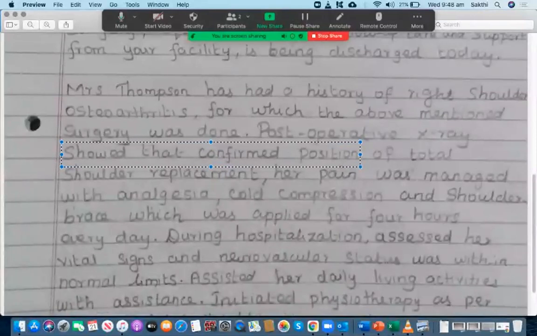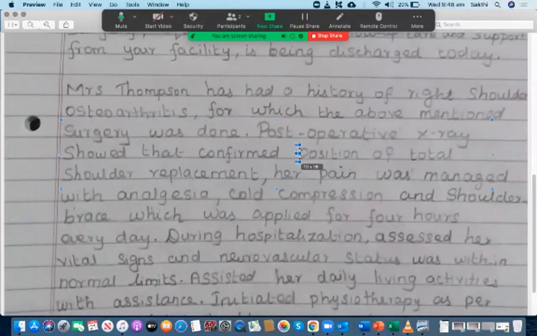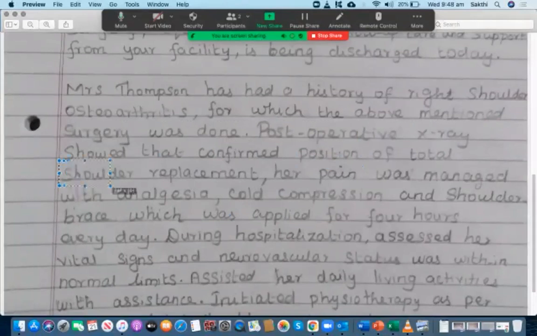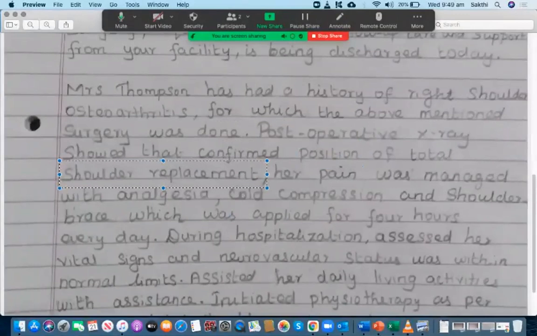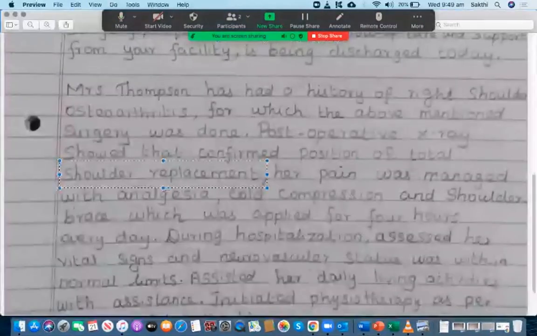Is that right or not? Yeah, that is also correct. So do you want to say where the shoulder replacement X-ray was? Post-operative X-ray confirmed the position of total shoulder replacement. I think that makes sense. Confirmed the position of total. Okay, yes. And then her pain.